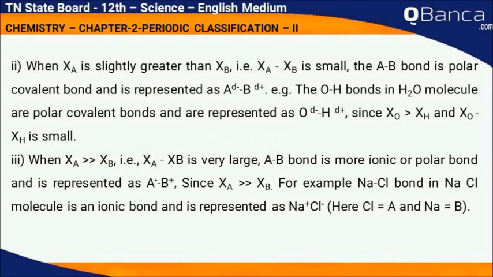When Xa is greater than Xb, that is Xa - Xb is very large, the A-B bond is more ionic or polar and is represented as A- B+ since Xa is greater than Xb. For example, the NaCl bond in the NaCl molecule is an ionic bond and is represented as Na+ Cl-.